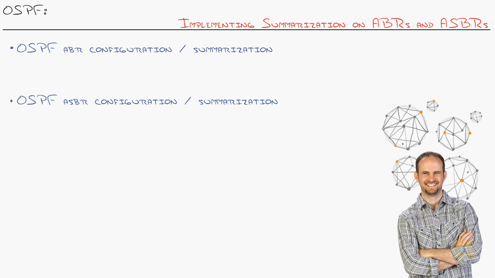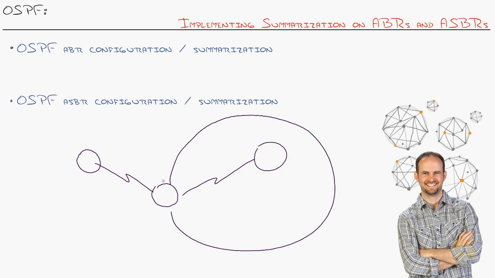Implementing summarization on ABRs and ASBRs. In an OSPF network, you are restricted as to which points of the network you are able to implement summarization at. Unlike EIGRP, where you can just go anywhere and implement summarization, OSPF makes you say, okay, there's only a specific router, and in this case I'm talking about the ABR like we have right here, which is a dividing point between areas, that I'm able to implement summarization on.